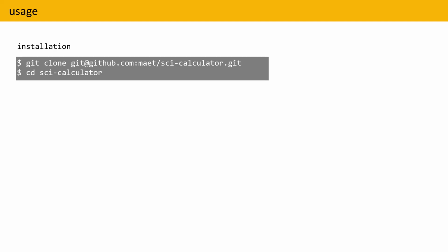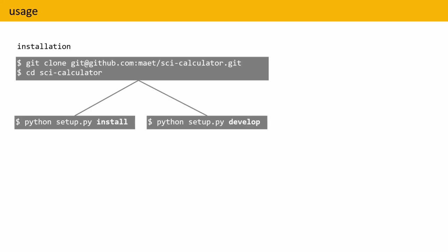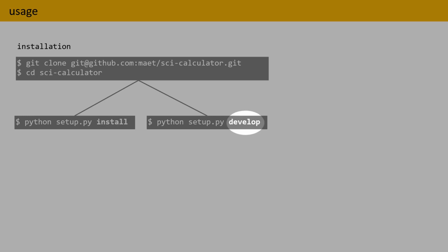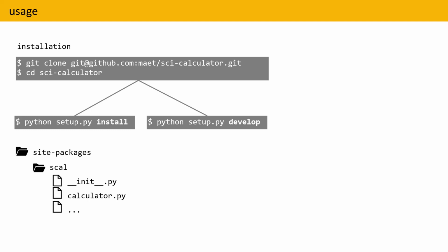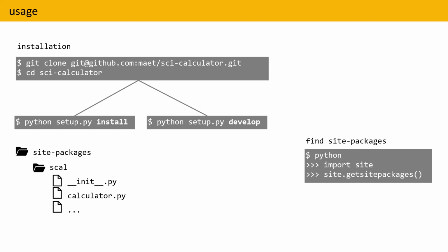Installing our scientific calculator package on a different computer is now very easy. We clone the repo and run setup.py. There are 2 ways to run setup.py, with the flag install or the flag develop. Install is the standard method, which essentially copies the package folders and files to a folder named site packages. You can find out where that folder is by running get site packages.